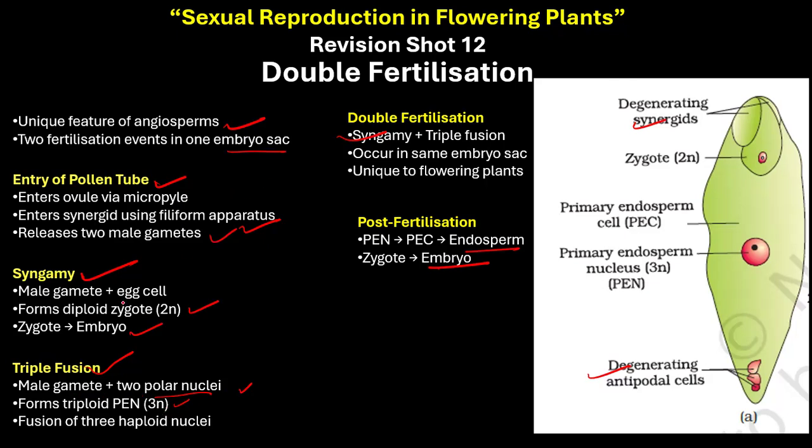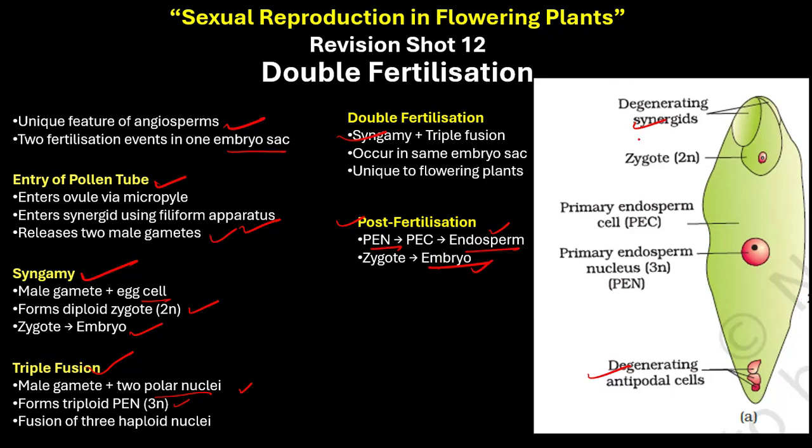Now, this process is called double fertilization. Why? Because one of the generative cell nuclei fused with the egg cell. That fertilization is called syngamy, and in triple fusion, another generative cell nucleus fused with the polar nuclei of the central cell. So these two fertilizations are happening at the same time. That's why it's called double fertilization, and it is unique to flowering plants only. Now, after fertilization, the PEN turns into the endosperm and the zygote turns into the embryo.